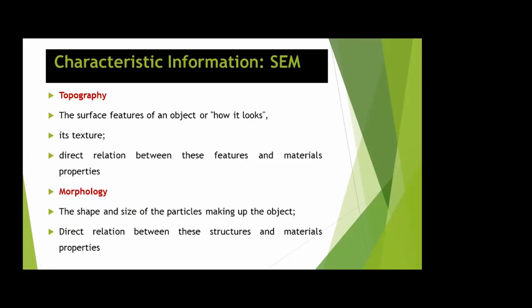What are the characteristic information that we can get in a scanning electron microscope? A scanning electron microscope gives us an idea about the topography, that is, the surface features of an object, how it looks, its texture, and the direct relation between these features and the material properties. That also can be predicted. The second information that we can get is regarding morphology, the shape and size of the particles making up the object. Then we can try to understand the direct relation between these structures and material properties.